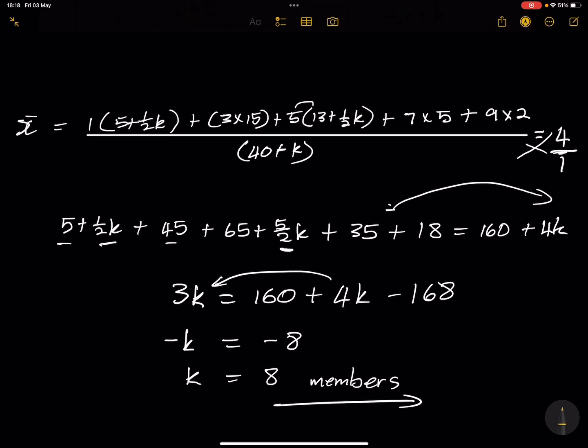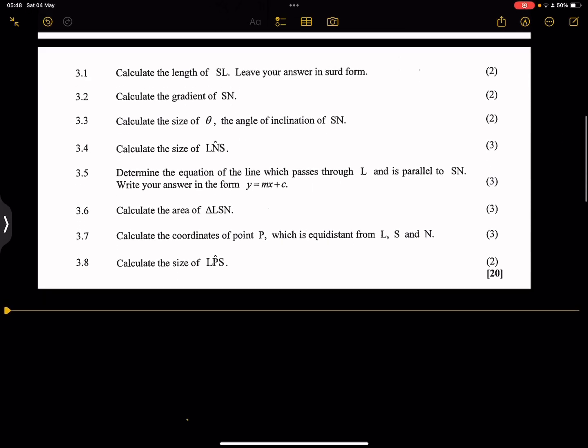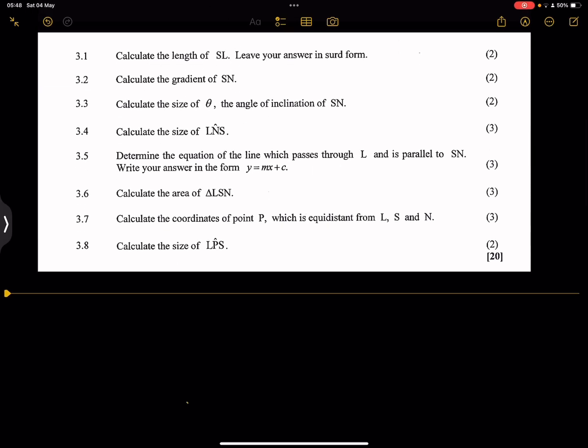We will go on to question 3. All right, ladies and gentlemen, let's start with question 3.